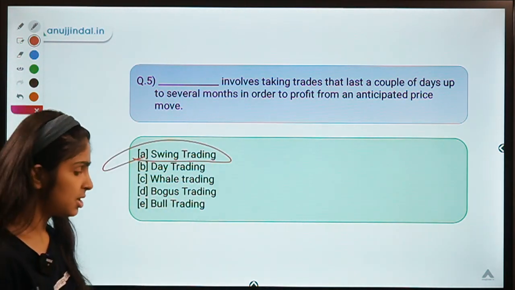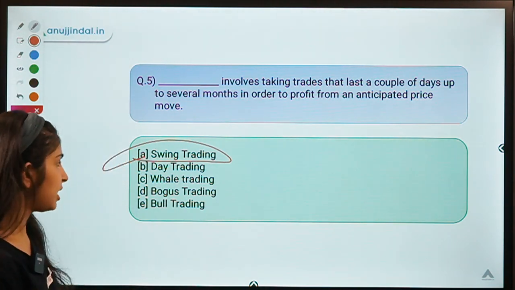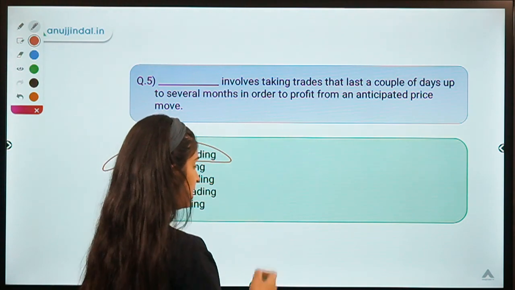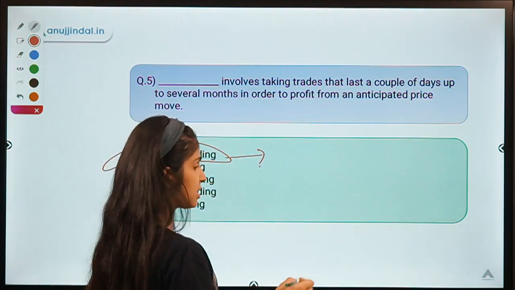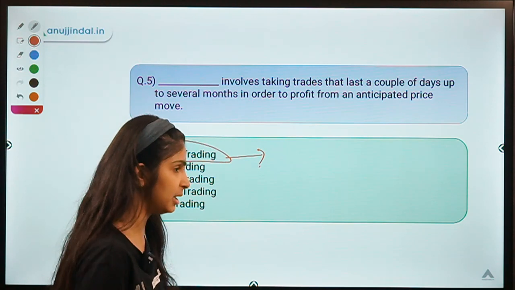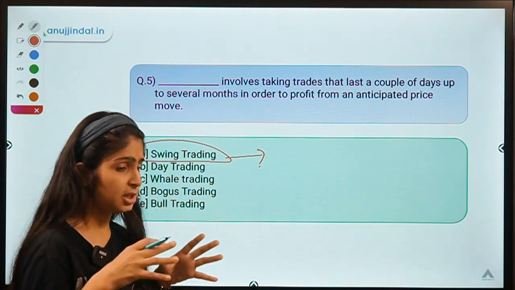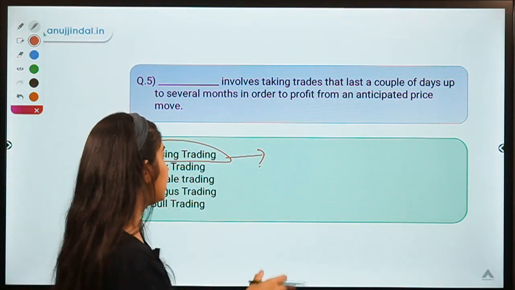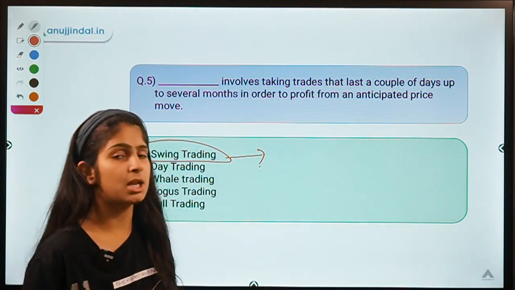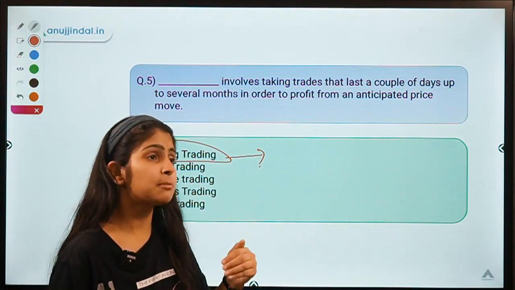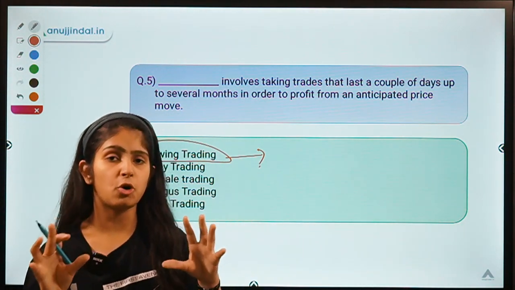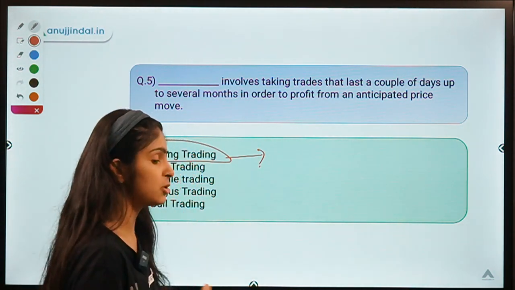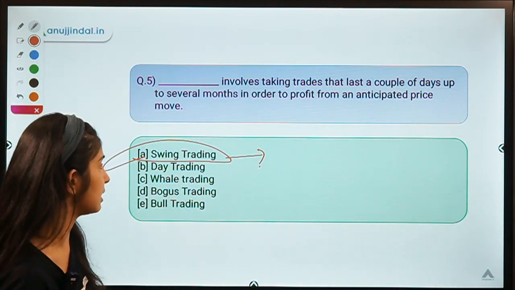Now swing trading, as you can understand from its name, just as a swing gives the user the utility, the pleasure of movement, similarly swing trading also allows the trader to make money from the movements of securities or instruments in the market, right? Movements of price of instruments in the market, right?